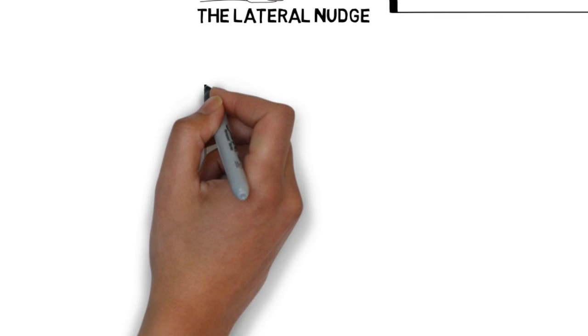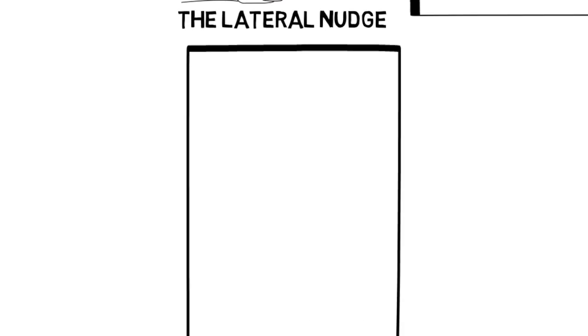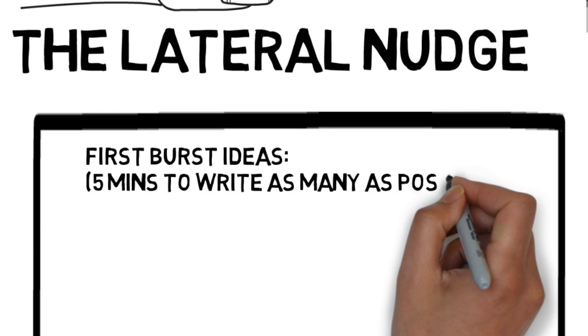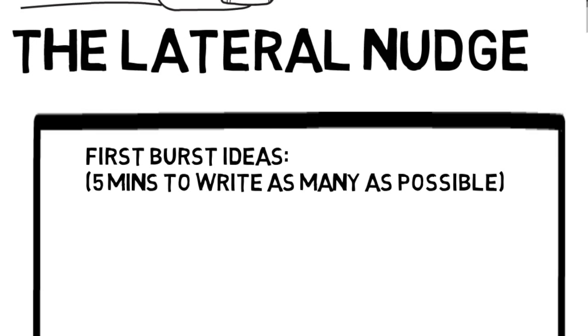And when you've done that, spend 5 minutes writing what we call first burst ideas. So these are literally the first ideas you've got for how to deal with that problem or creative challenge. Ask them to write down as many as they possibly can.